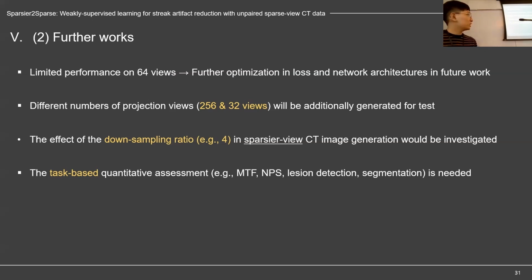However, the downsampling ratio 4 is also needed to be experimented for ablation study. And for the quantitative metrics, we just calculated NRMSE and SSM scores. However, the additional task-based quantitative assessment is needed in future work.